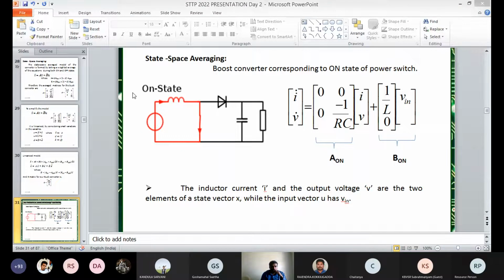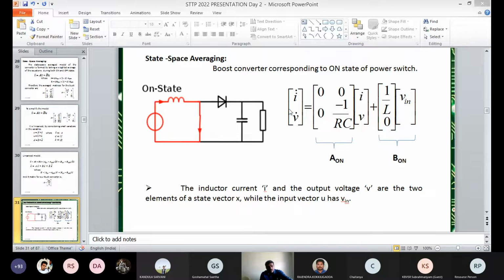The other important thing is that the order of the state space model is equal to the number of energy storage elements in the circuit. In the previous case we had two storage elements, that's why we got a 2 by 2 matrix, and here the boost converter also has two storage elements, and we get a 2 by 2 matrix.